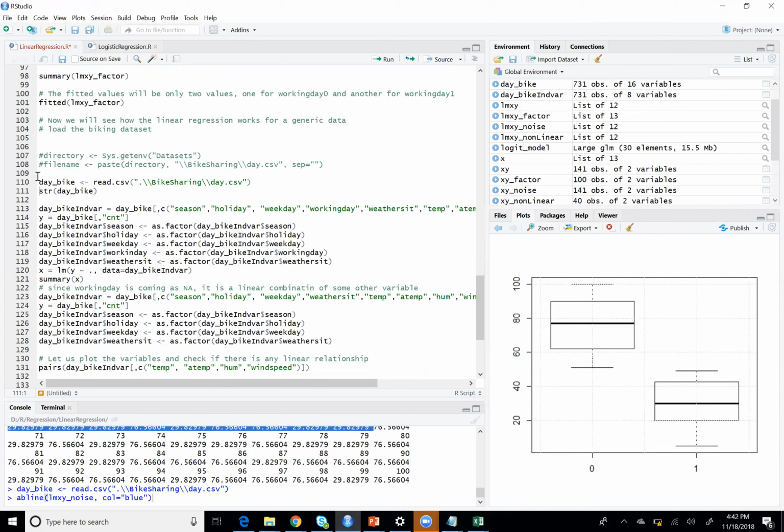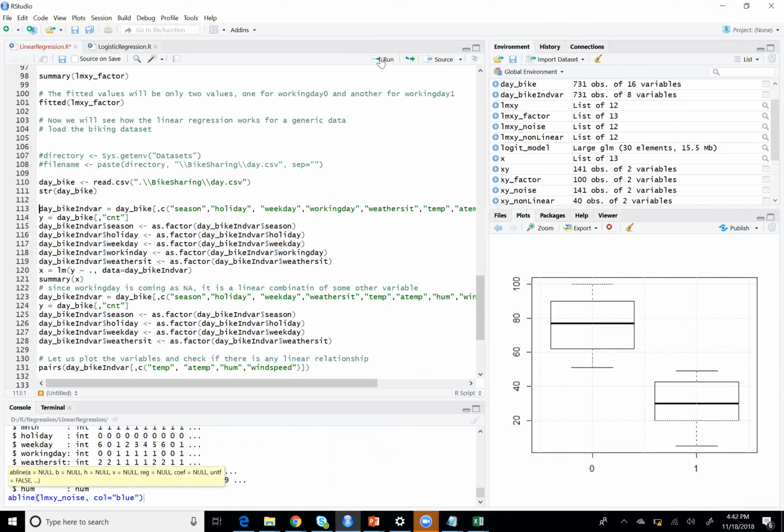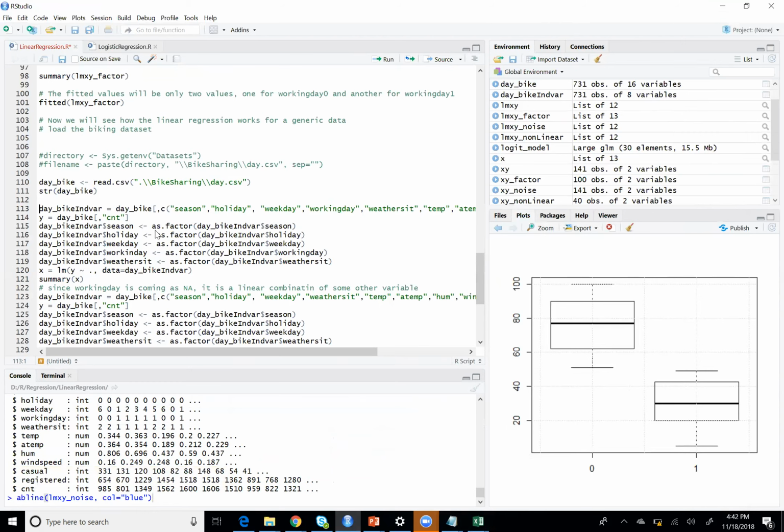So first and foremost, we need to do data pre-processing. Let me first read the data. I'm reading the CSV. Then I print out the features. str of the features will give you a description of the number of columns, the unique set of values and so on.